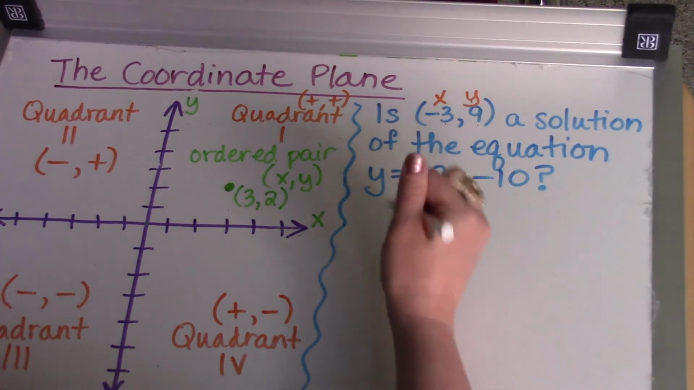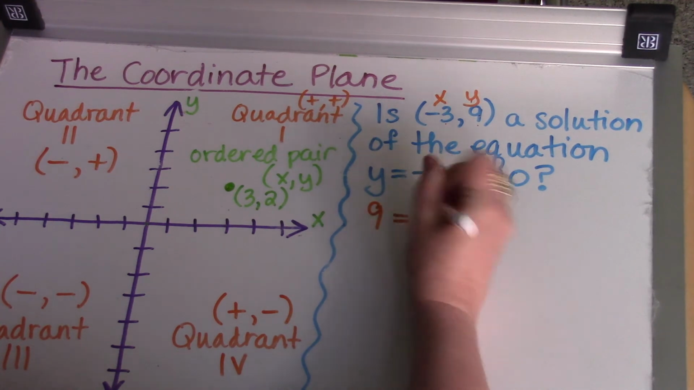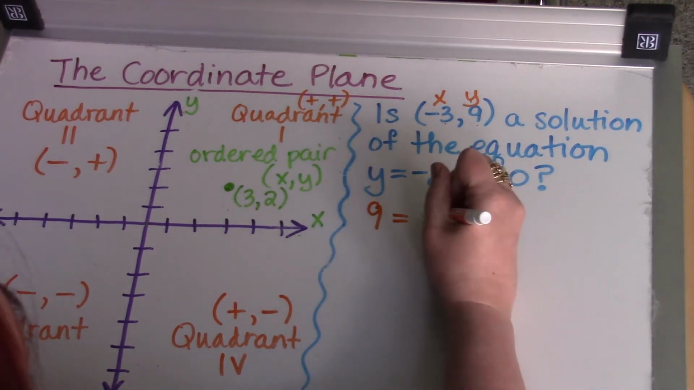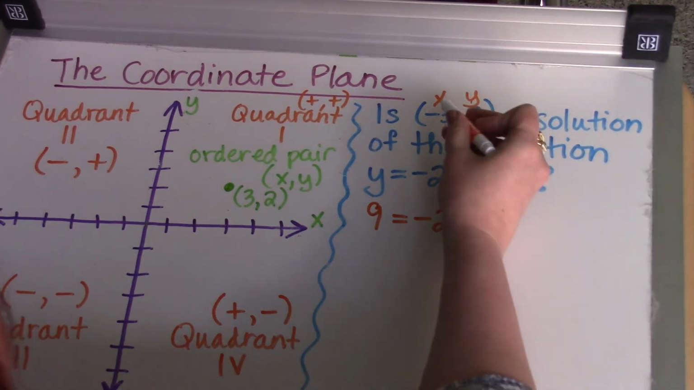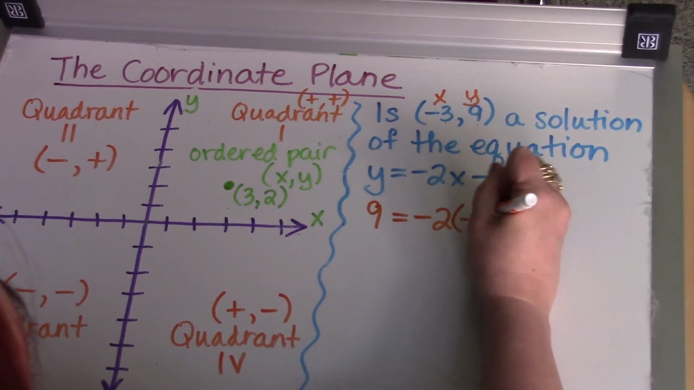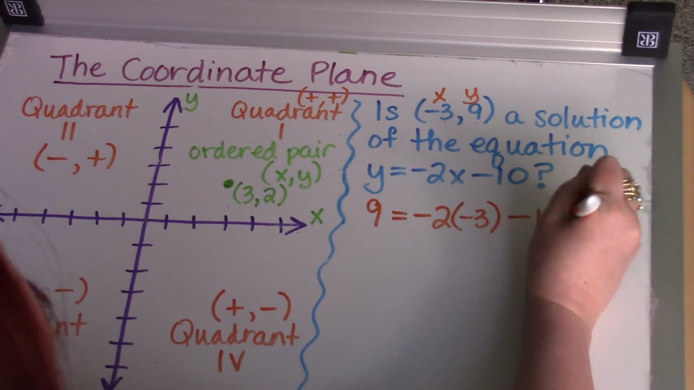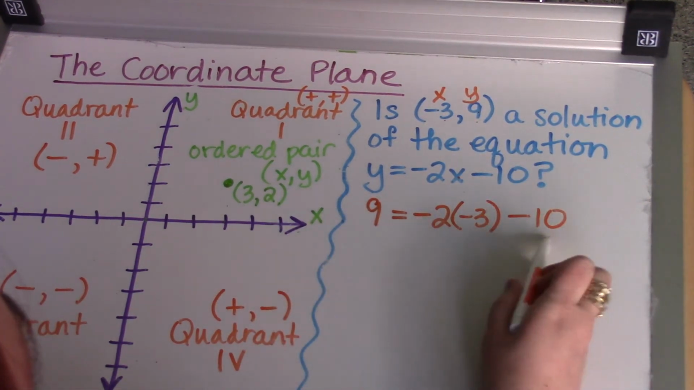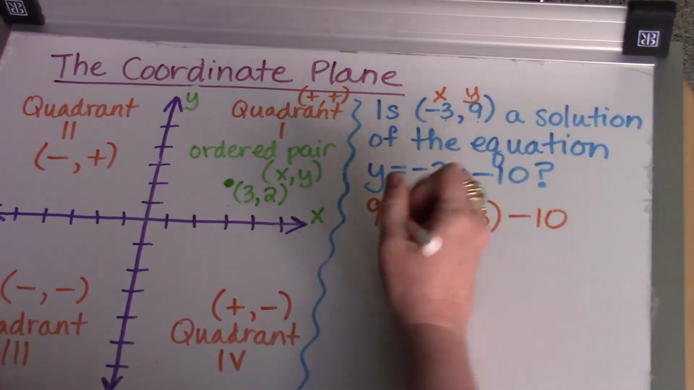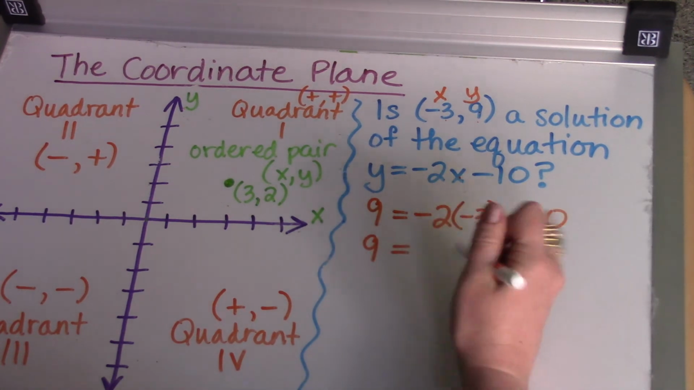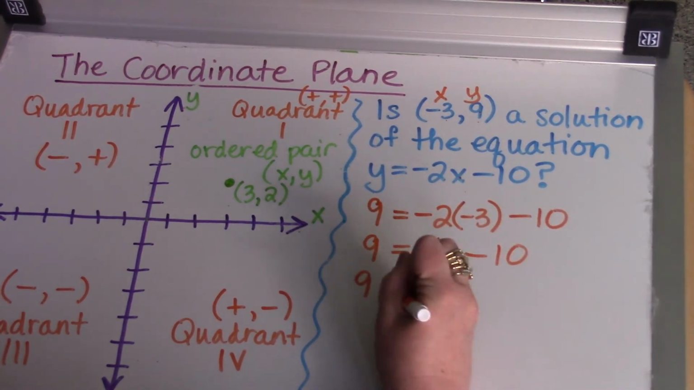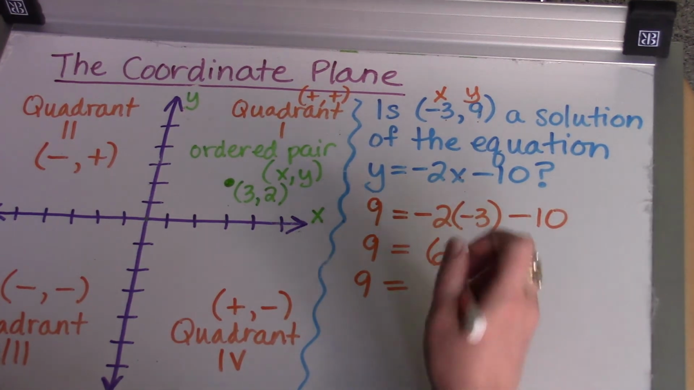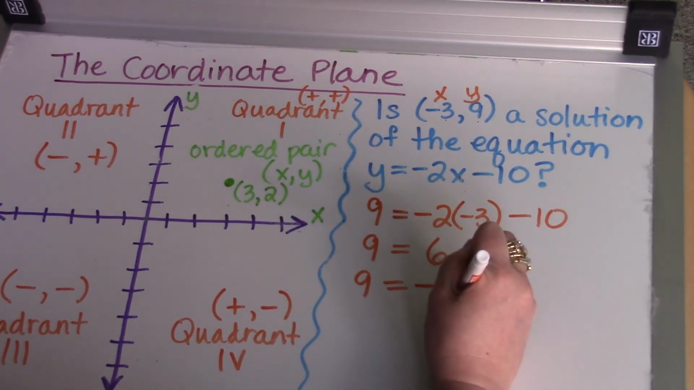So 9 is going to get substituted for y in this equation that's given to me. And then I have -2. Instead of x, I'm going to substitute in a -3, minus 10. I want to use my order of operations to simplify this side. So I get 9 = +6 - 10. And if I subtract 6 - 10, that actually gives me a -4.